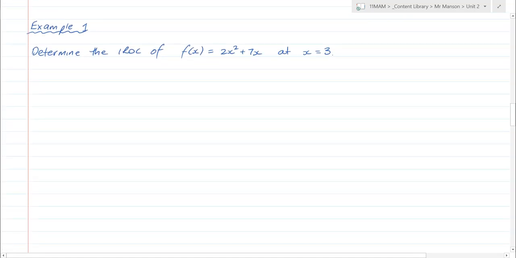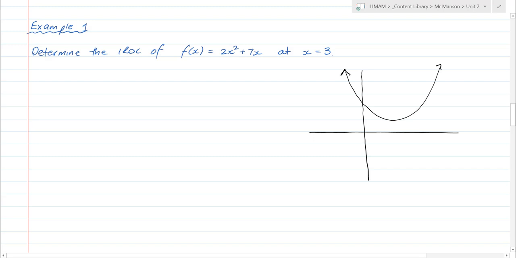Determine the IROC of f of x equals 2x squared plus 7x at x equals 3. Should we do this again with an h argument? I'm going to introduce the limiting process a little bit later today, but I'm going to do this with an h argument to start with. So, I've got f of x equals 2x squared plus 7x at x equals 3. A really rough, inaccurate diagram just to show you where we're heading. It's a quadratic, it might look like that, it might be in a different quadrant, I don't really know. But it's a quadratic, and at x equals 3 we've got that point there.